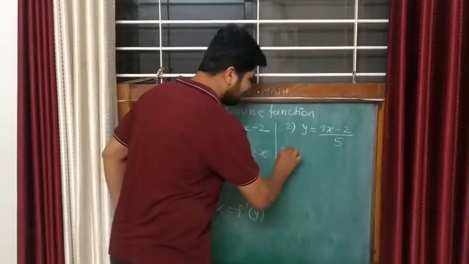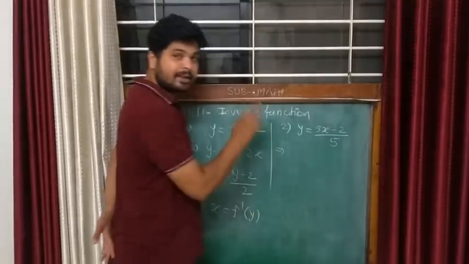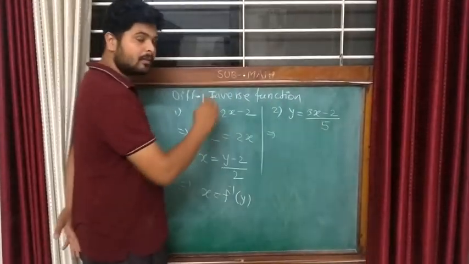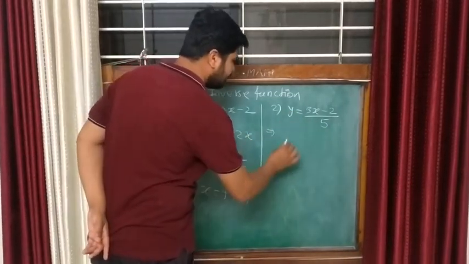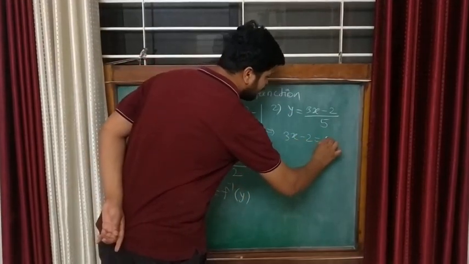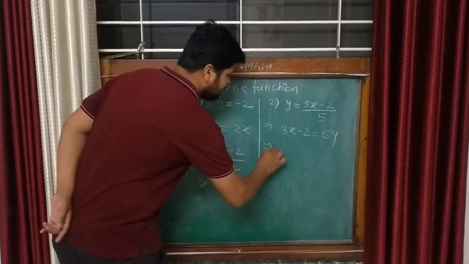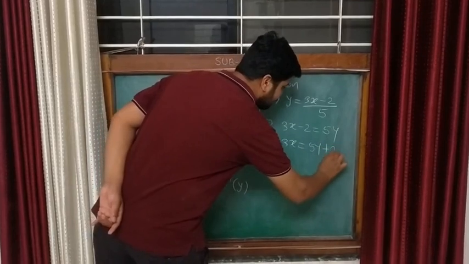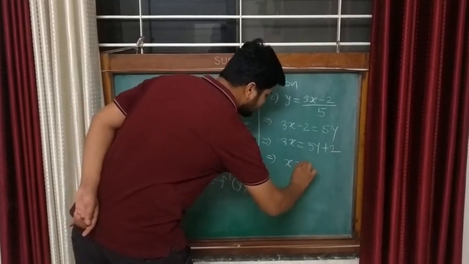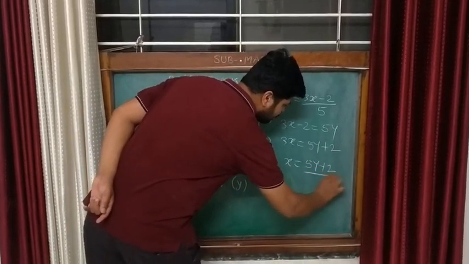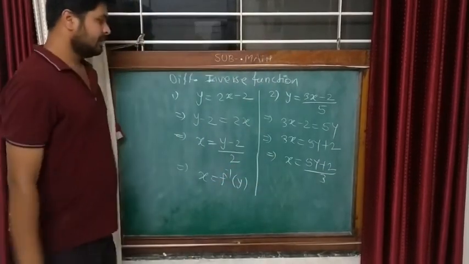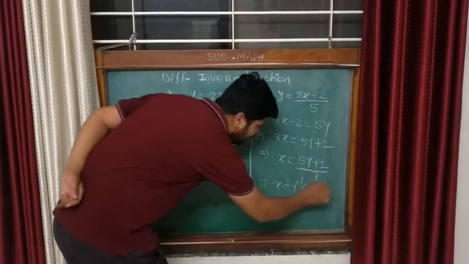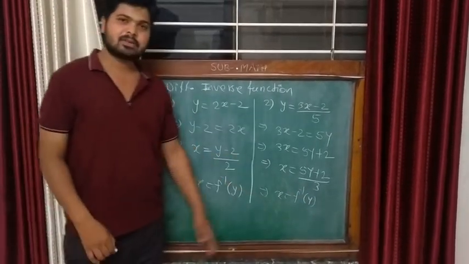So in the second example, again we have to express this function totally in terms of y, x in terms of y. So first I shift this 5 here, so 3x minus 2 is equal to 5y. Then I shift this minus 2, so 3x is equal to 5y plus 2, and x is equal to (5y plus 2) upon 3. So this function now is f inverse of y. So these are the examples of inverse functions.